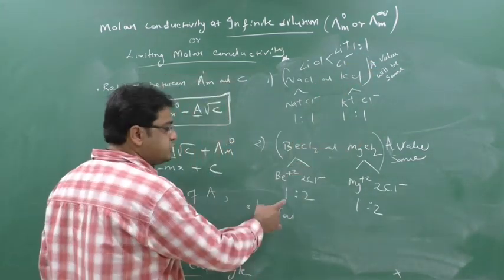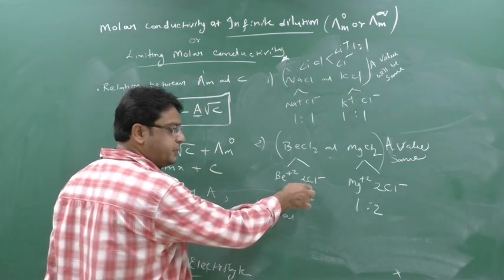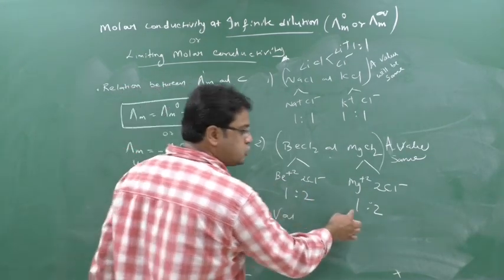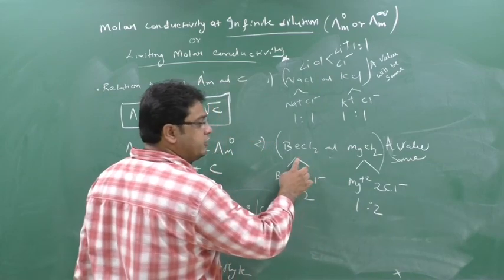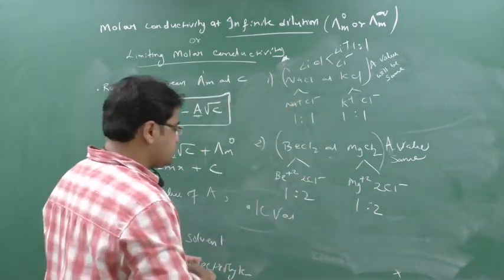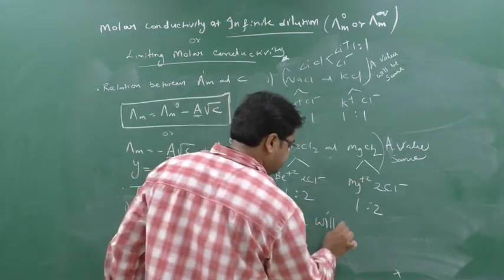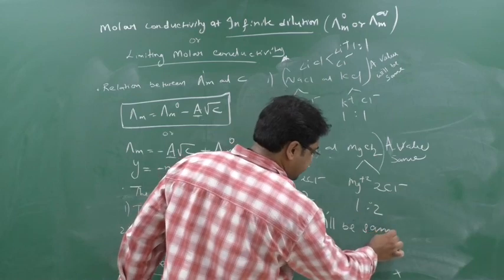But here the ions are 1:2 because I have to balance, no? So when 1 Be plus 2 is produced, 2 Cl minus will be produced. So here the ratio is 1:2, here also a 1:2 ratio, which means the A value will be the same for these two also. Similarly 1:3 ratio, 1:4. Okay, so the A value will be the same for the same type of electrolyte.